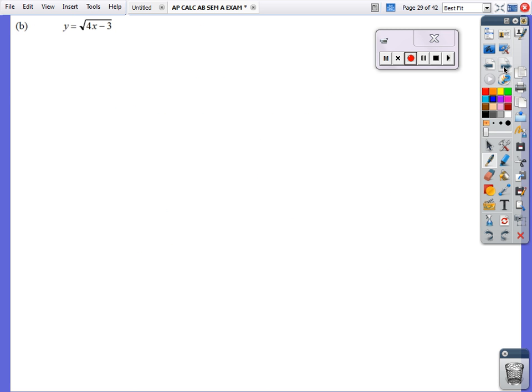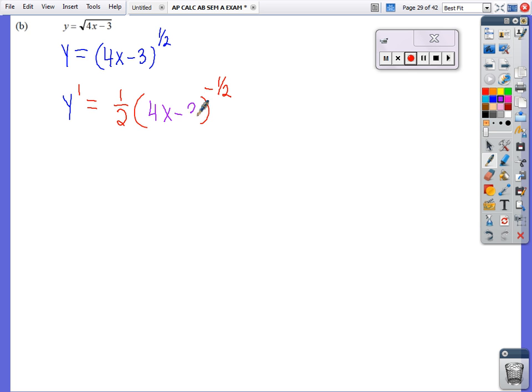Letter B, I'm going to rewrite the function as 4x minus 3 to the 1/2 power, so that I know now it's definitely a chain rule. The chain rule would be derivative of the outside would be that power. Leave the inside exactly the same as it was. Multiply by the derivative of the inside function.